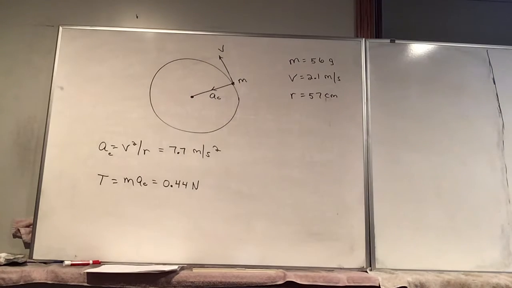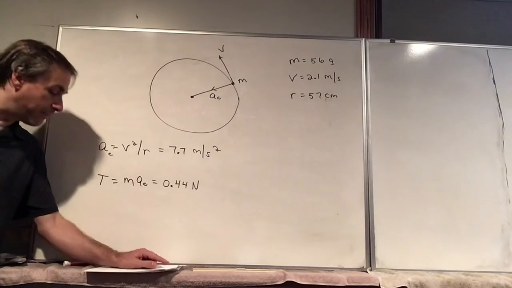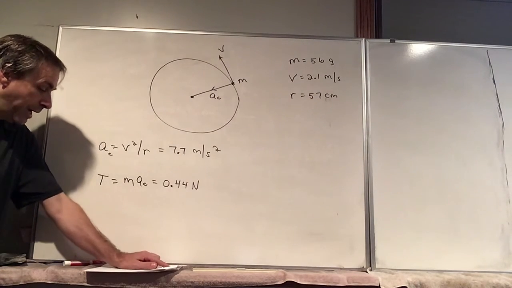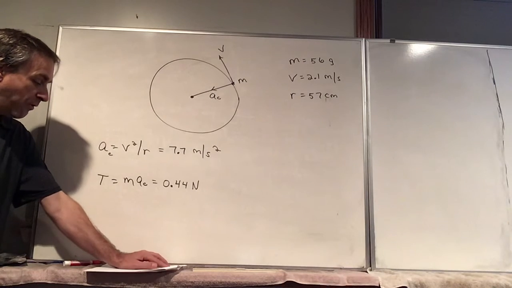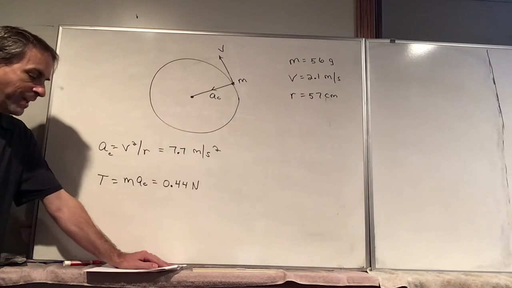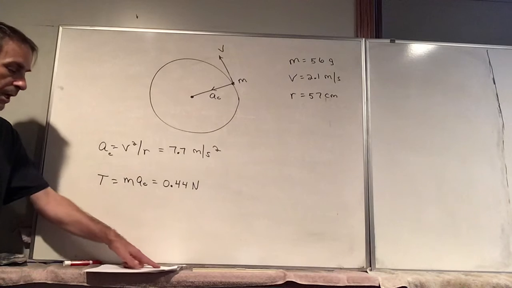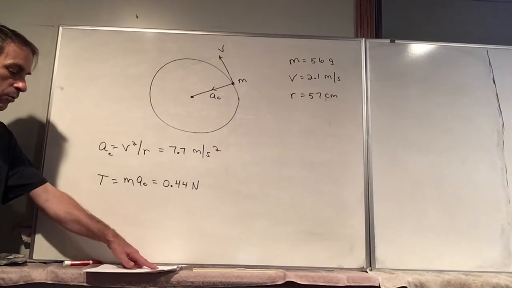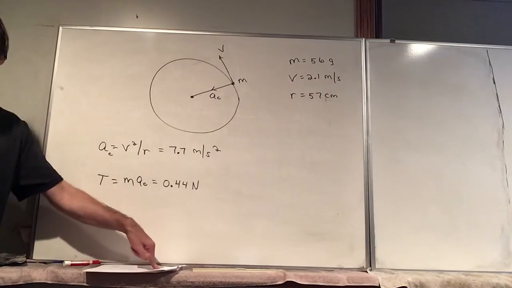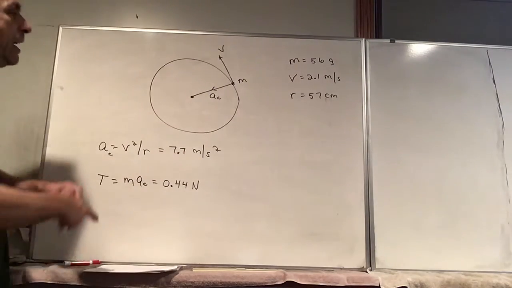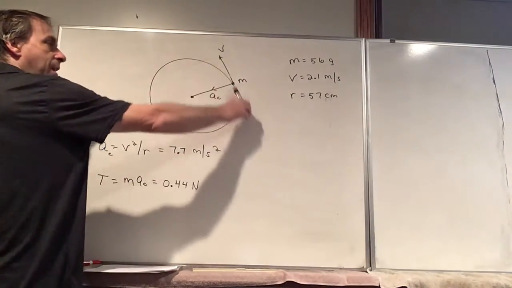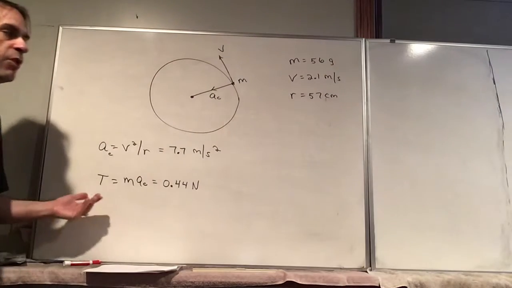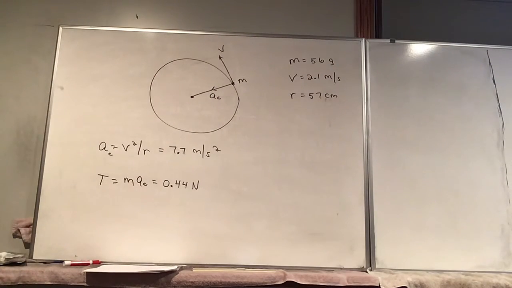Now part C was a little tricky because, if you go back and read it, it's moving in a circle over a frictionless surface. And so question C says, if the string is cut, what will the speed of the disk be after 1 second? So if we cut the string, the disk is just going to keep on moving, and it's a frictionless surface, so it'll just keep on moving with that same speed of 2.1 meters per second.